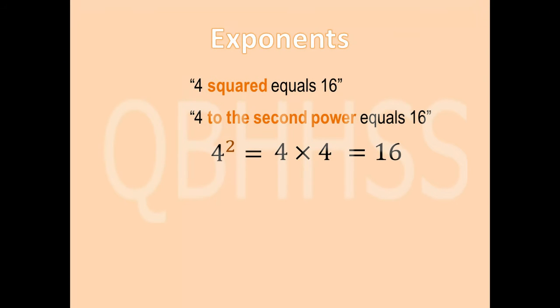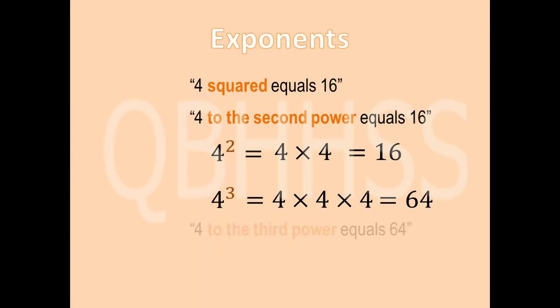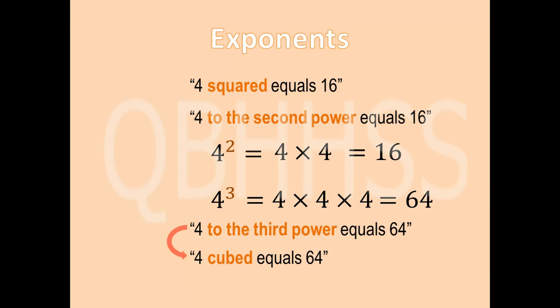Now what happens if we make this number a 3? Well, then we are multiplying 3 4's together. So 4 times 4 times 4. Since this product equals 64, 4 to the third power equals 64. And just as raising to the second power is also called squaring, raising to the third power is also called cubing. So 4 cubed equals 64.